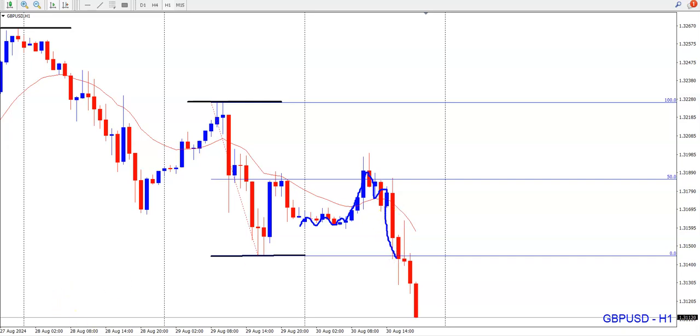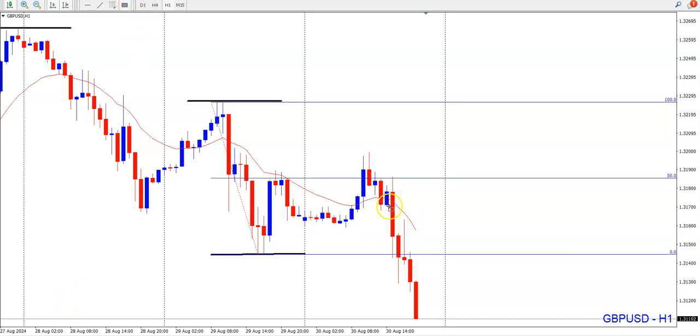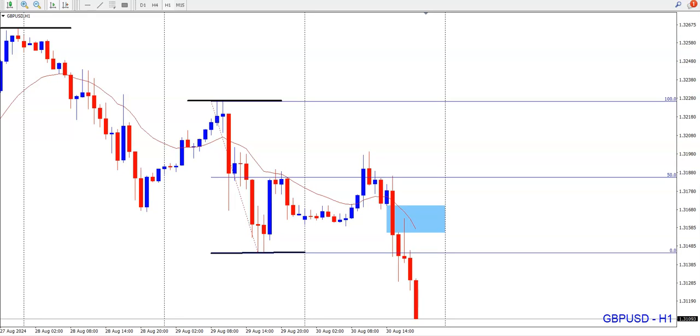We had this shift on the 1 hourly here. You could trade this, as you can see, the fair value gap zone between the first, second and third candle, as the market retraced into this fair value gap zone and discount area. But I didn't like this one.